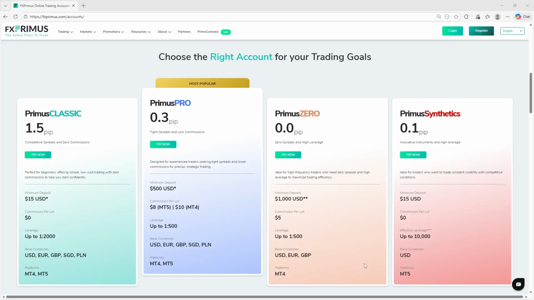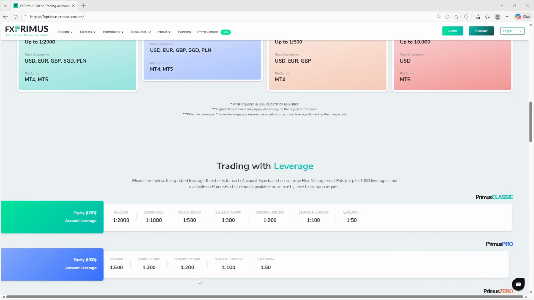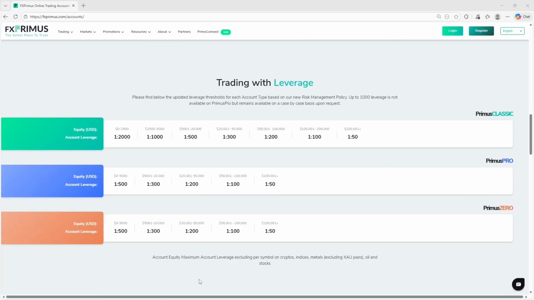Across all account types, FXPrismus uses MT4 and MT5 as its core platforms, keeping pricing execution familiar and widely supported. Minimum deposits vary significantly depending on account selection, which gives flexibility but also requires traders to choose carefully based on their actual strategy rather than marketing labels. Leverage scales dynamically based on equity tiers, meaning risk exposure increases as account balances change, which can be powerful but dangerous without disciplined risk management.